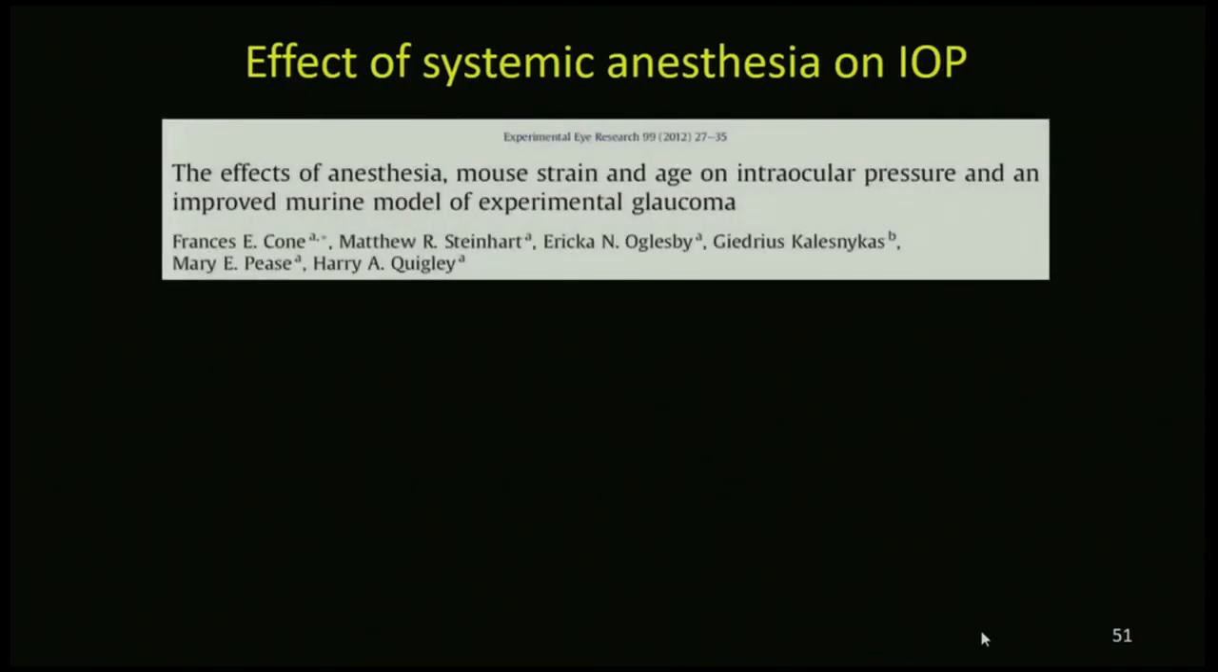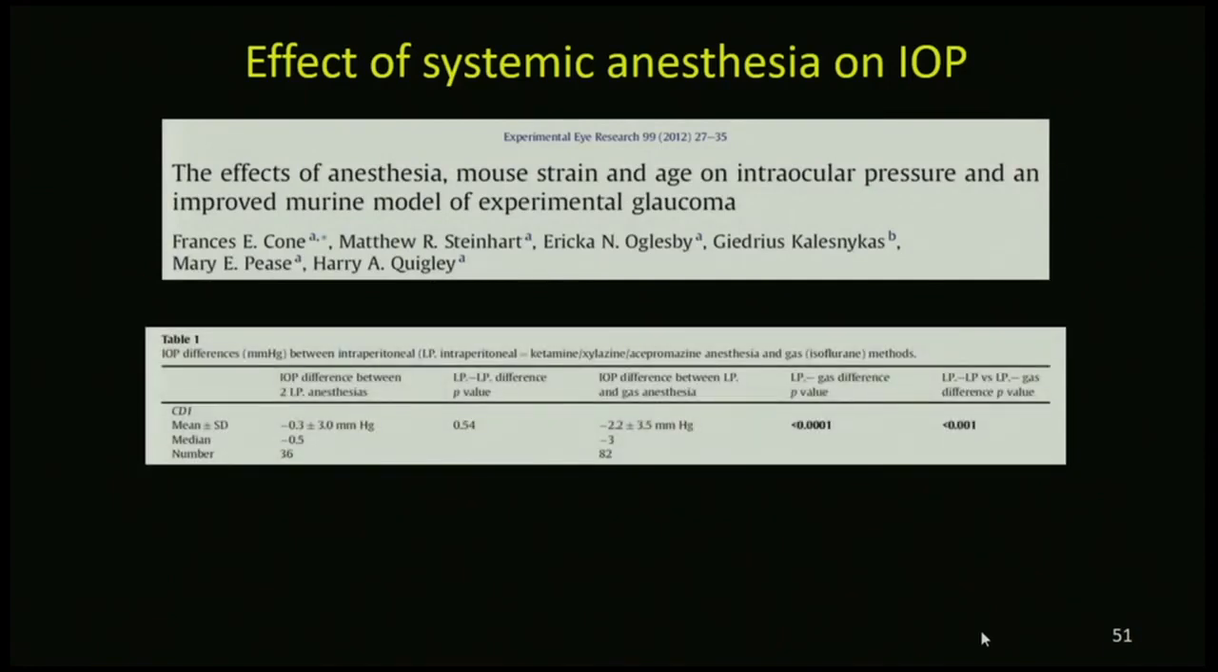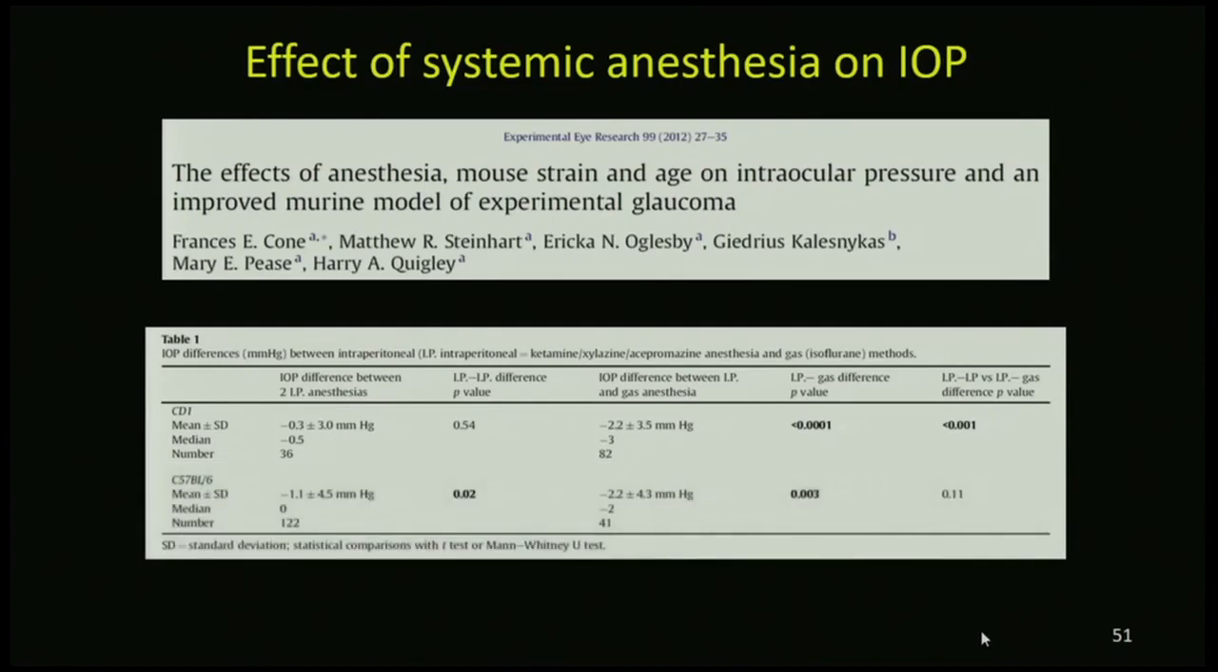And a paper by Cohen and Quigley looked at this effect in mice. So they looked at CD1 mice, and they repeated IP injections. They didn't see any significant difference between the repeat IP injections. They did see a significant difference between IP versus gas anesthetics. There was a 2-point difference between the two. Interestingly, when they looked at B6 mice, there was a statistically significant difference from one IP injection to the next. So there seemed to be some memory left behind from the initial injection. So again, there's some strain variability and strain-specific changes here.